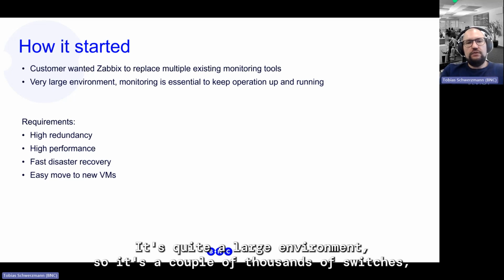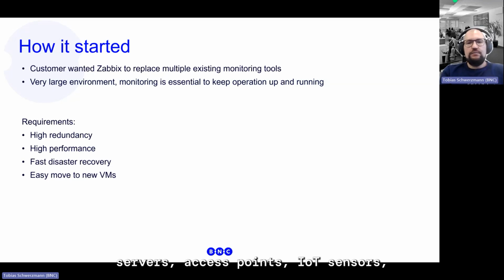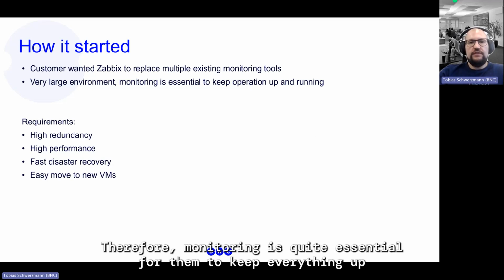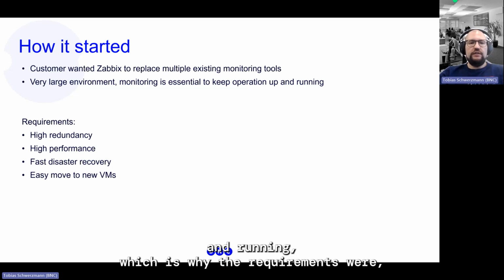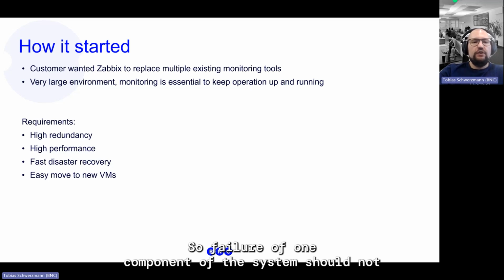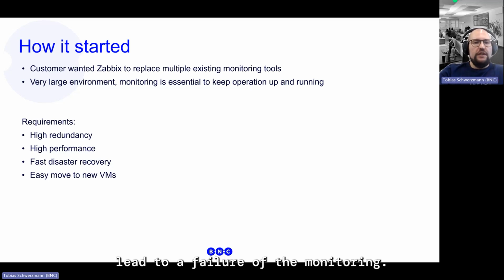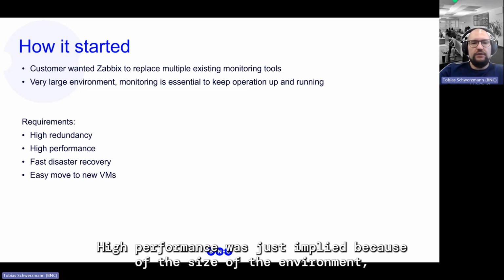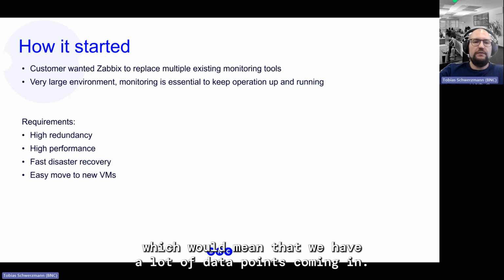It's quite a large environment, so it's a couple of thousand of switches, servers, access points, IoT sensors, basically everything you can imagine. So therefore, monitoring is quite essential for them to keep everything up and running, which is why the requirements were, or some of the requirements were, a high redundancy. So failure of one component of the system should not lead to a failure of the monitoring. High performance was just implied because of the size of the environment, which would mean that we have a lot of data points coming in.